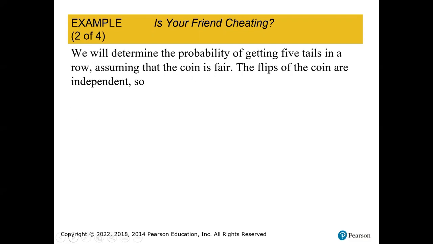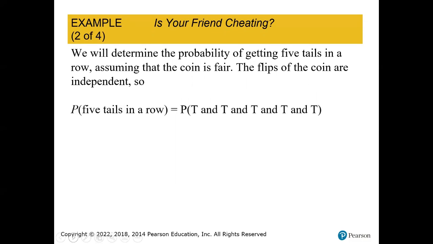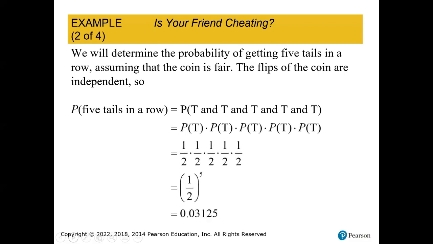Okay, well, we can figure out the probability of getting 5 tails in a row. We did this back in chapter 5. The flips of the coin are independent, so all we're going to do is figure out the probability of tail, followed by tail, followed by tail 5 times. 5 tails in a row is T and T and T and T and T. And the probability of each T is a half. And we're going to multiply those all together. So the probability that this would happen would be 0.03125.